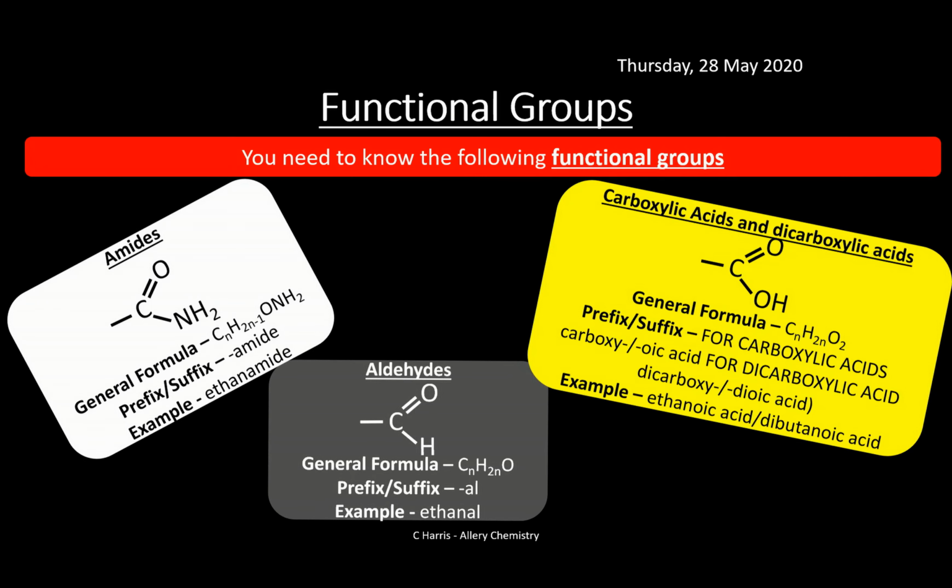Carboxylic acids and dicarboxylic acids. So carboxylic acids have the formula CnH2nO2. The prefix or suffix for carboxylic acids is carboxyl, or it can be -oic acid. And for dicarboxylic acids, it can be dicarboxy or -dioic acid. And again, you'll see that later in the video when we look at polymerization, you'll see dicarboxylic acids later on. So, for example, it would be ethanoic acid or butanedioic acid.